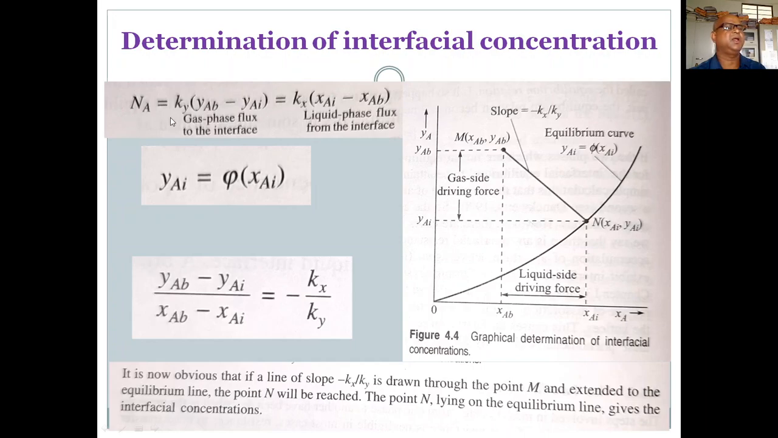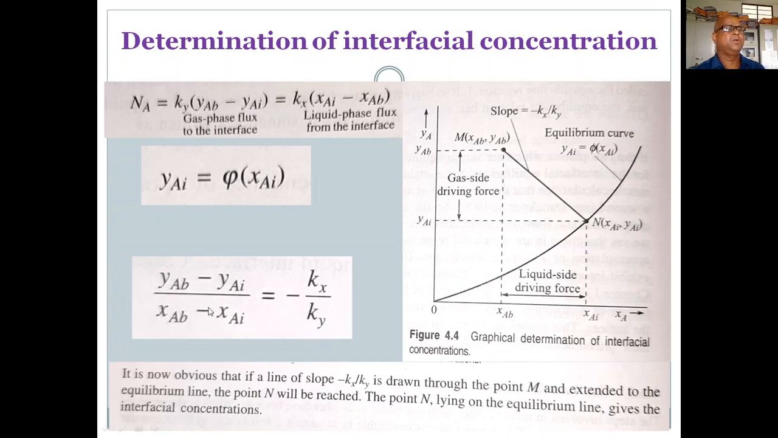Okay, so NA I can write as Ky into YAB minus YAI, equal to Kx into XAI minus XAB. That I can write, because the flux, whether I calculate it based on the gas phase or the liquid phase, will be the same. Now if I take this one, YAB minus YAI, if I take this negative, XAB minus XAI, negative sign, so minus Kx by Ky.